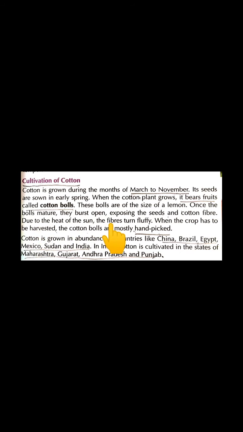Due to the heat of the sun, the fibers turn fluffy. When the crop has to be harvested, the cotton bolls are mostly hand picked. Cotton is grown in abundance in countries like China, Brazil, Egypt, Mexico, Sudan, and India. In India, cotton is cultivated in the states of Maharashtra, Gujarat, Andhra Pradesh, and Punjab. So, March to November months are considered best for the growth of cotton plant.